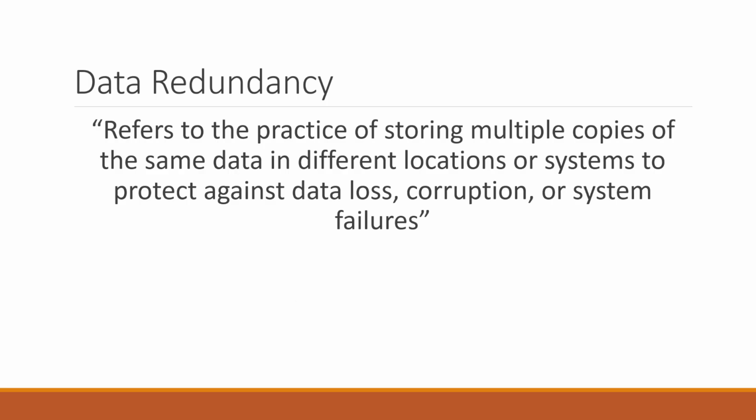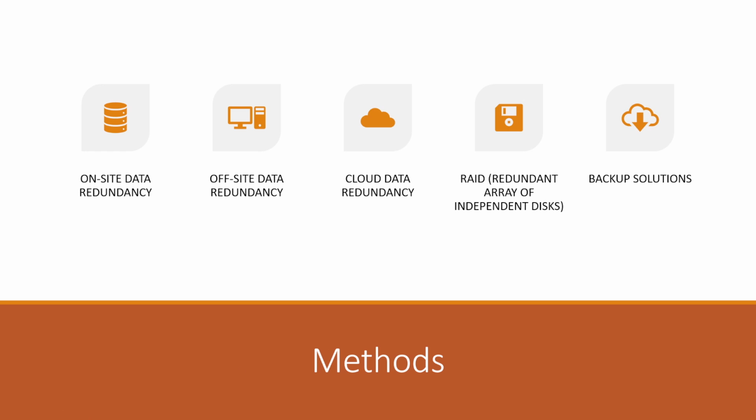Data redundancy, on the other hand, is talking a little bit more about the data itself. We're referring to where we can have multiple copies of the same data in multiple locations or systems to protect against data loss, corruption, or even system failures. By having redundant copies of data, we can recover from incidents so much faster that would otherwise lead maybe to a loss of data. Now, there's multiple ways of looking at data redundancy here.